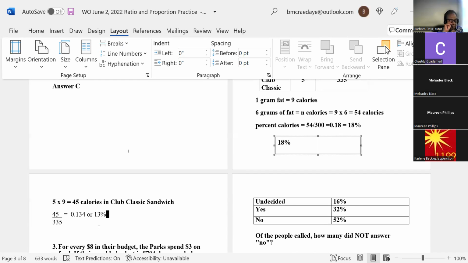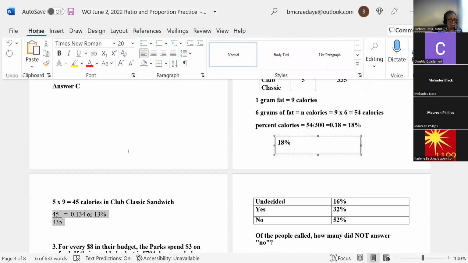Got it? Maureen, how did you get 0.08? Oh, the calculator was wrong. This calculator is messed up sometimes. Did you put 45 divided by 335? Yeah. You should have gotten 0.134, and multiply that by 100, you get 13%. Or shift your decimal point 2 places to the right, between the 3 and the 4, 13.4, or rounded to the nearest one is 13%. Question? No.